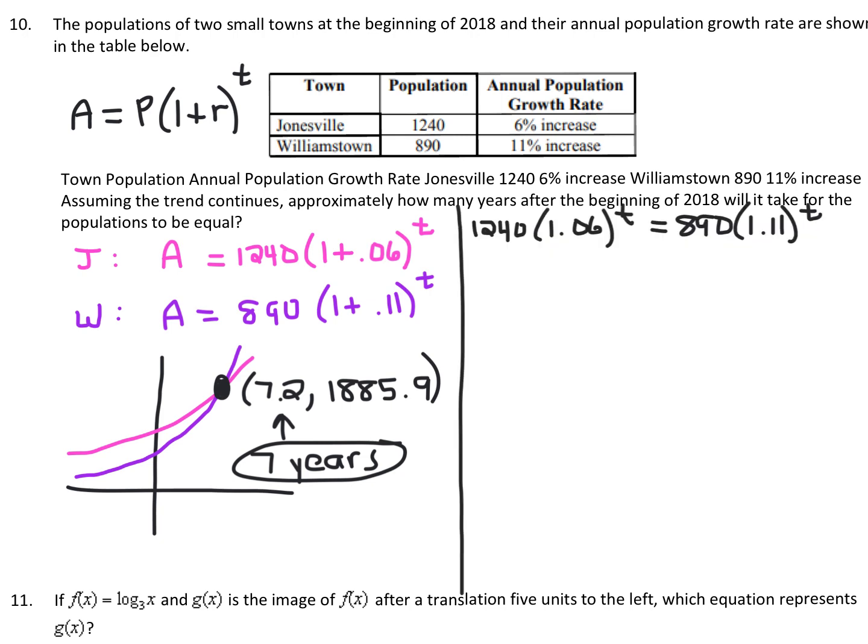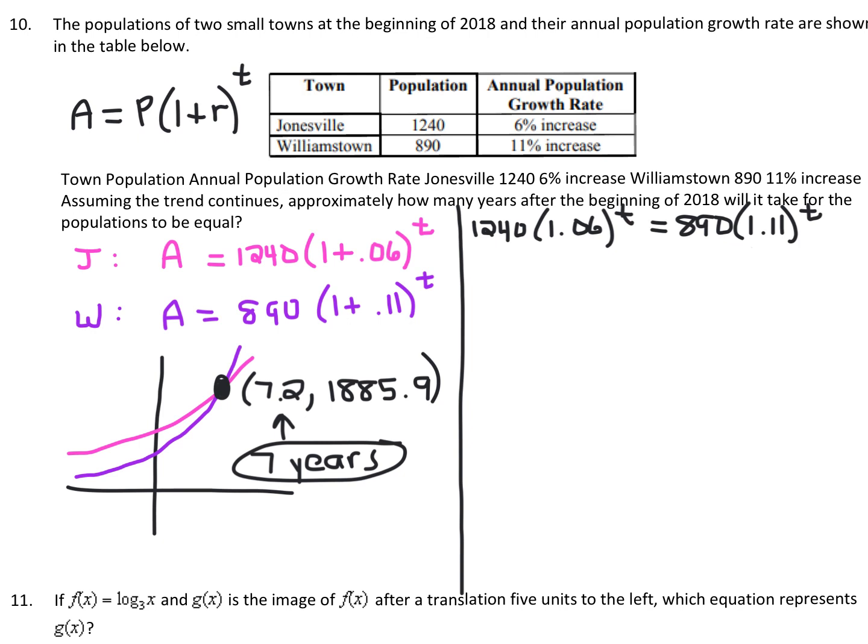Now if you want to solve this algebraically, I actually think this is harder to solve algebraically, but basically what you're going to do is you're going to take this and set it equal to this. So that's what I did here. The only thing is I just added these. 1 plus 0.06 is 1.06. 1 plus 0.11 is 1.11.